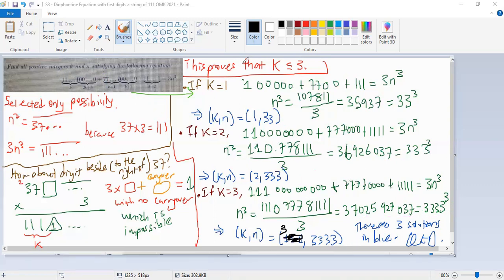So the answer is there are 3 solutions. Done. So find all positive integers. We just need to list the pairs (k, n): (1, 33), (2, 333), and (3, 3333) for the values of k and n respectively. Thank you.